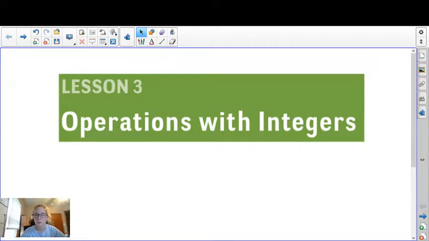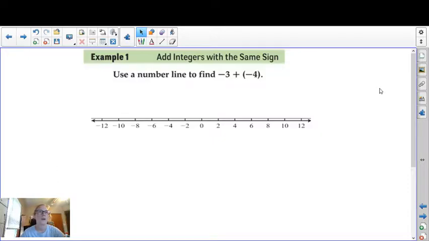All right, ladies and gentlemen, so today we are going to discuss operations with integers. Example number 1 asks us to use a number line, and yes, I would like you to use a number line so we can refresh our brains on how to actually add and subtract. Because sometimes some of us are still a little rough. So we're going to start at -3, because that's my first starting spot, which is about here.